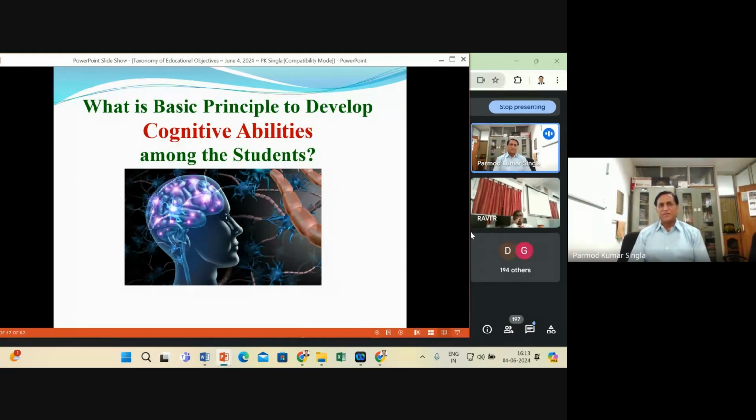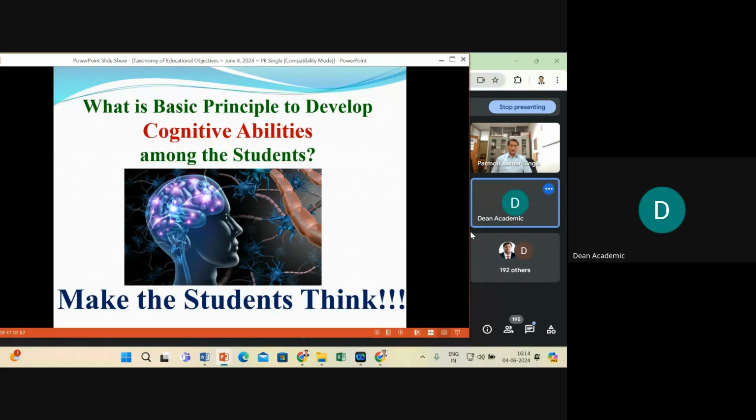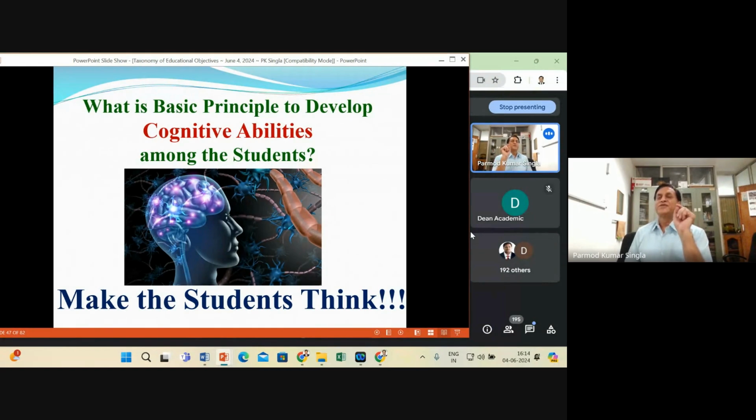What is the basic principle to develop a cognitive ability in the student? Yes, very quickly, answer from you. You want to develop the cognitive ability in the student. What is the basic principle? There is only one principle. What is that principle? Anybody? Probably we should give them freedom, sir. Okay, somebody else? Freedom to make them to think, sir. You got it, ma'am. Make the student think.